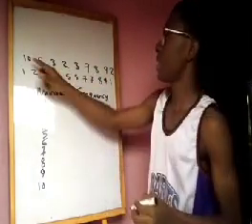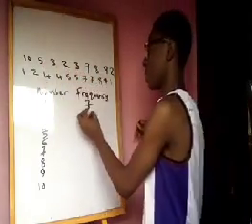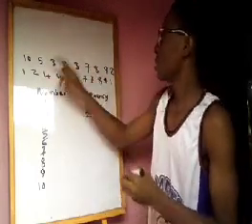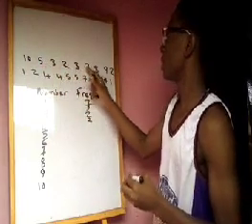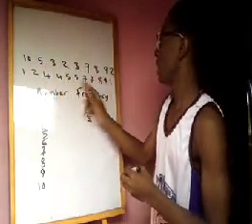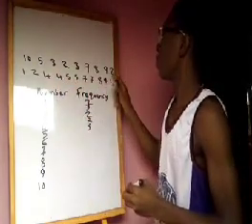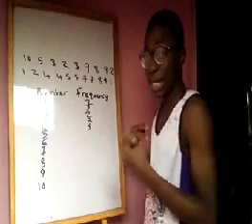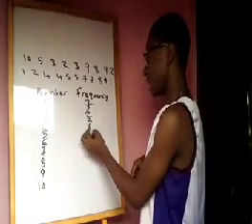Number 3 appears how many times? 1, 2. Number 3 appears 2 times. Number 4 appears 2 times. Number 5 appears 1, 2, 3 times. Number 6 doesn't appear. If a number doesn't appear, it will have a frequency of 0. So number 6 has a frequency of 0.